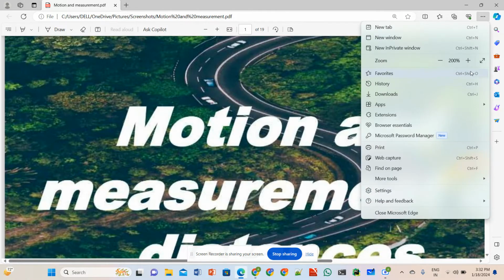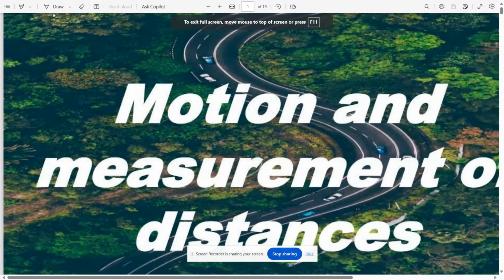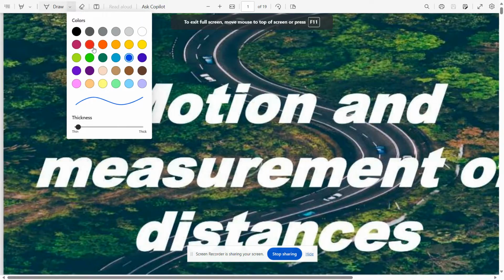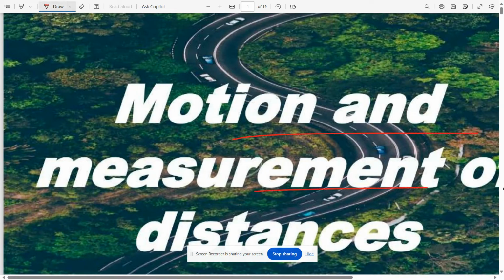One of the most important topics of class 6, which is motion and measurement of distances. Motion and measurement of distances. Let's start.